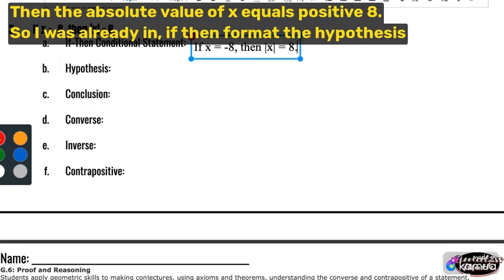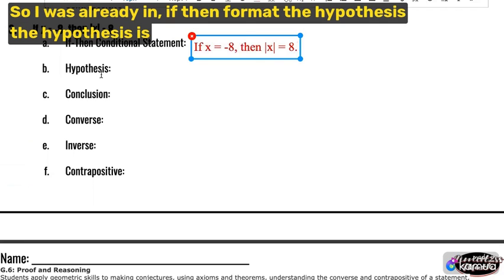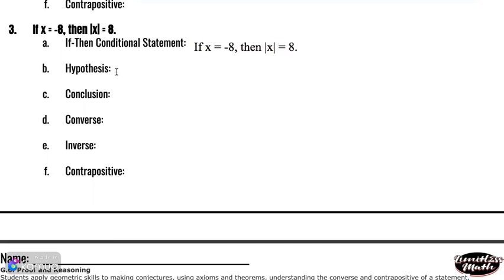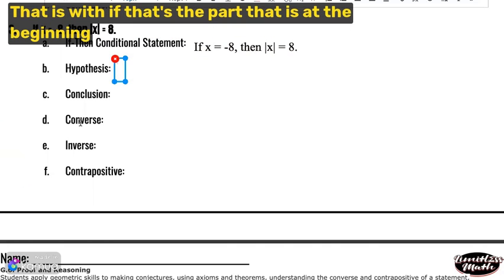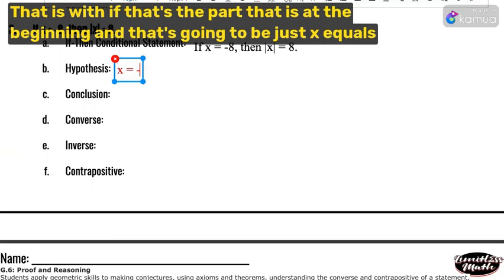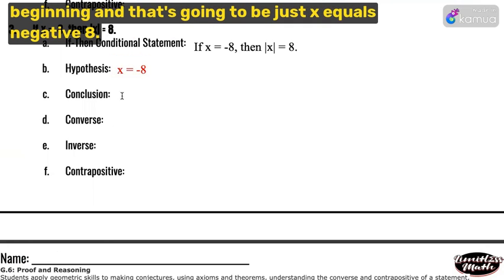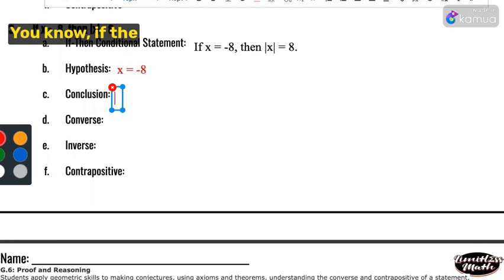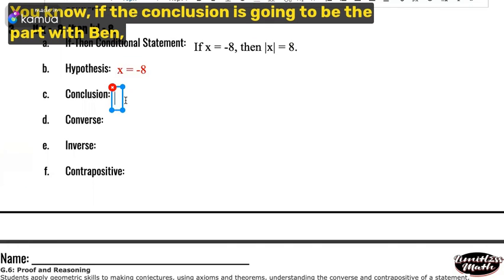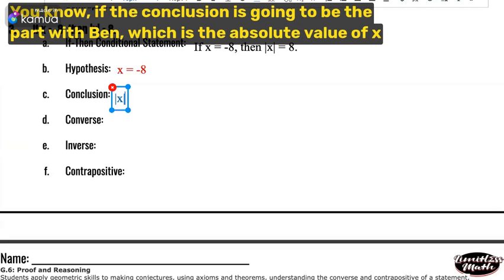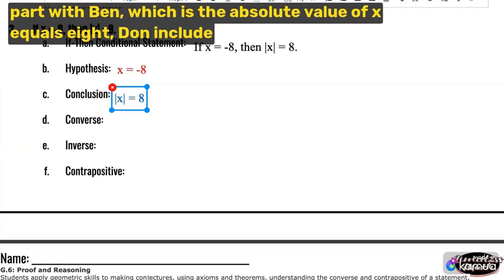The hypothesis is the portion that is with if. That's the part that is at the beginning, and that's going to be just x equals -8. No if. The conclusion is going to be the part with then, which is the absolute value of x equals 8. Don't include the word then.